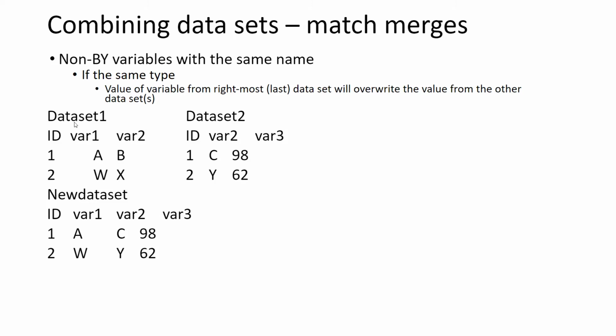So in this case, we have data set 1 where we have var1 and var2, and in data set 2 we have var2 and var3. So notice that we have var2 in both data sets. When we merge data set 1 and data set 2, var2 will supersede whatever was in var2 in the first data set. So you have to be careful when merging this way and ensure that all your variables have distinct names.